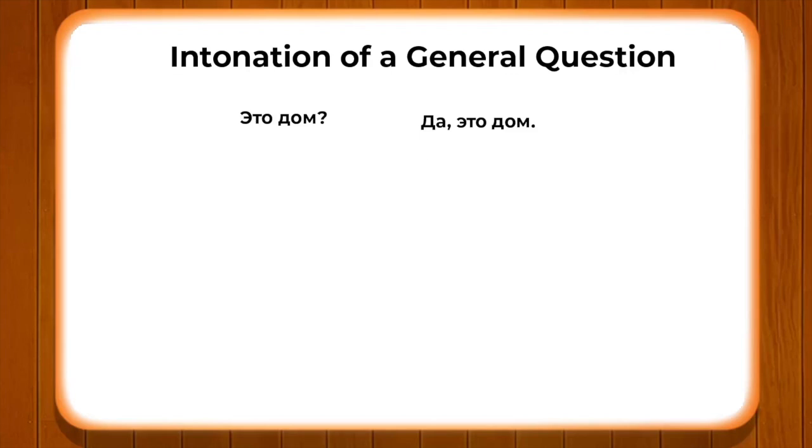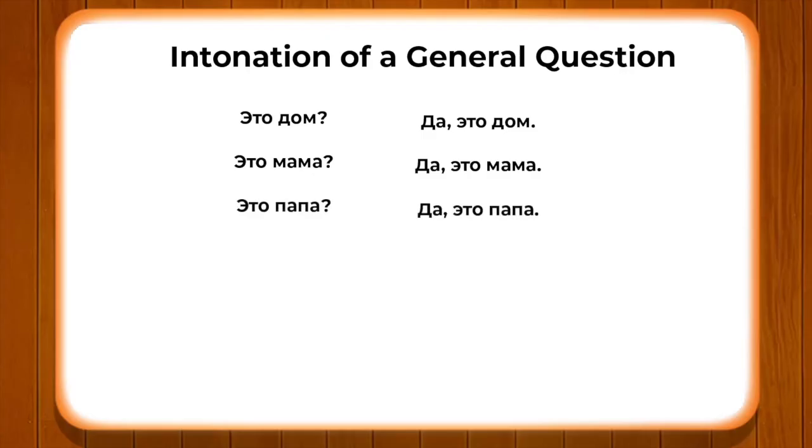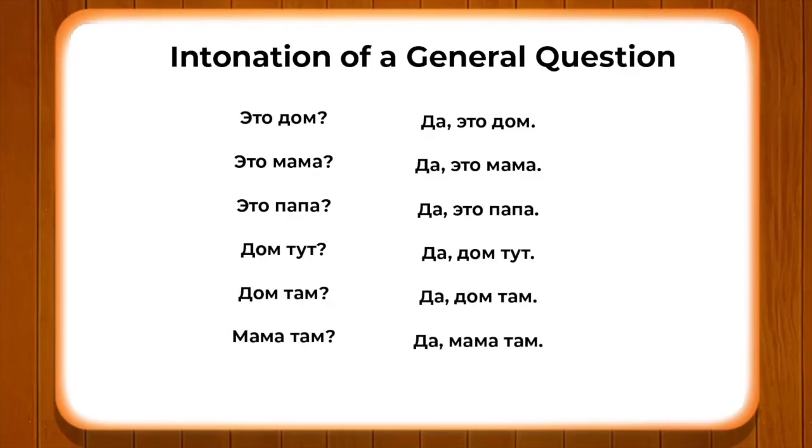small pause. So, eta mama, da, eta mama. Eta papa, da, eta papa. Dom tut, da, dom tut. Dom tam, da, dom tam. Mama tam, da, mama tam. Papa tam, da, papa tam. So, you have to consider this special tone and texture while making interrogative or affirmative sentences, and finally using the word "da" and having a pause.